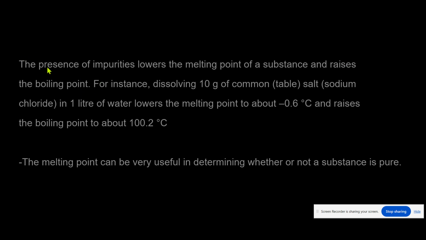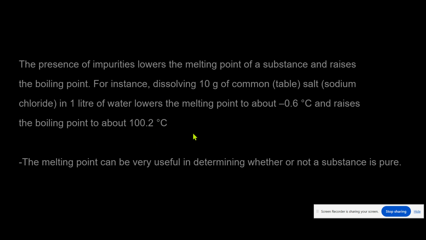Let's solve a few problems in the textbook. For instance, dissolving 10 grams of common salt in 1 liter of water lowers the melting point to about negative 0.6 and raises the boiling point to 100.2. If it's pure water, melting point is at 0 Celsius, boiling point at 100 Celsius. But if you add impurities, the melting point gets lower, the boiling point gets higher.